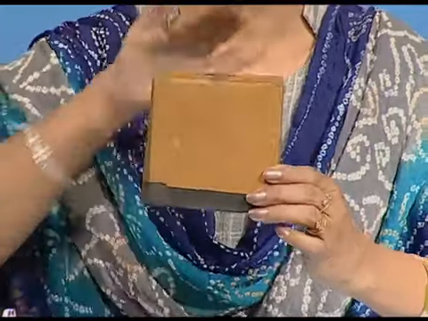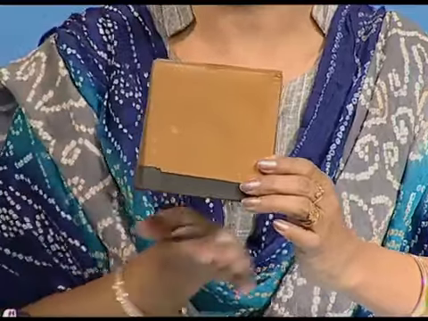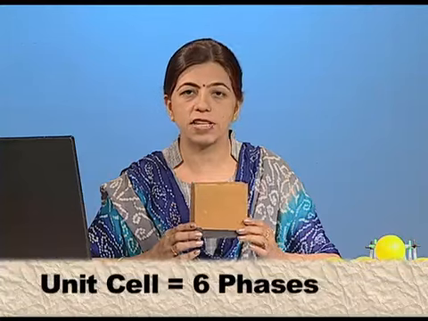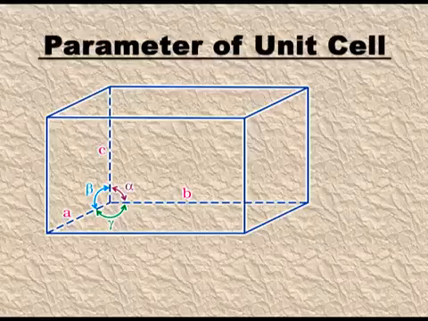Now see how many faces there are. 1, 2, 3, 4, 5 and 6. There are 6 faces in a unit cell. We must know all this to know the variety of the unit cells, that is, how many types of unit cells there are. And before discussing that, let me discuss the parameters of a unit cell. This is a unit cell.